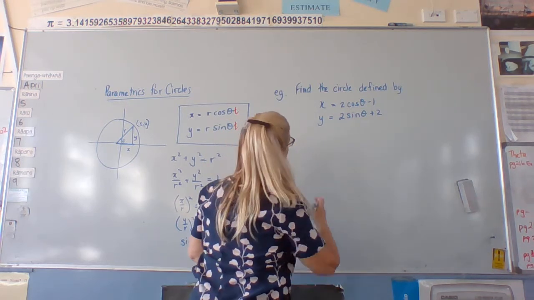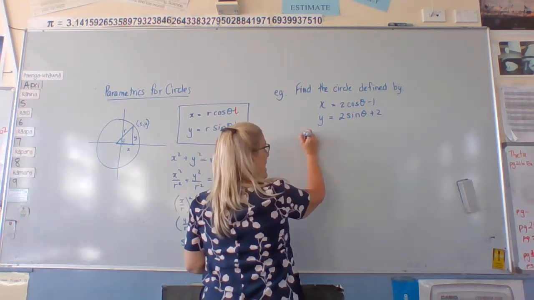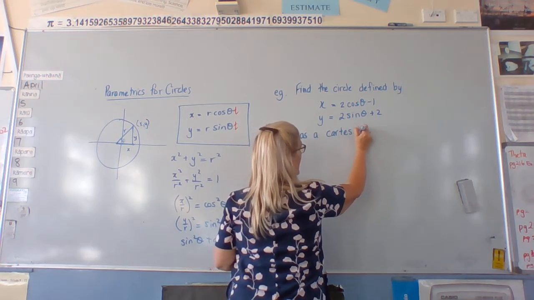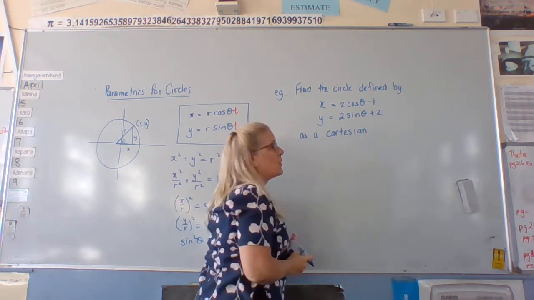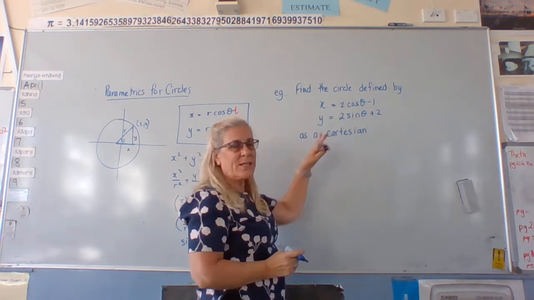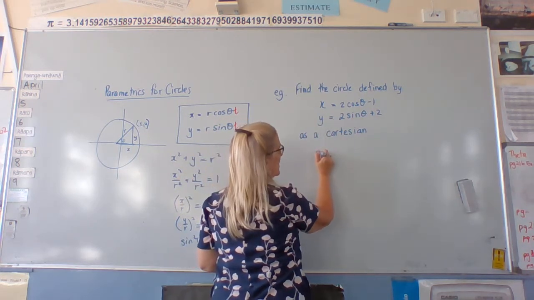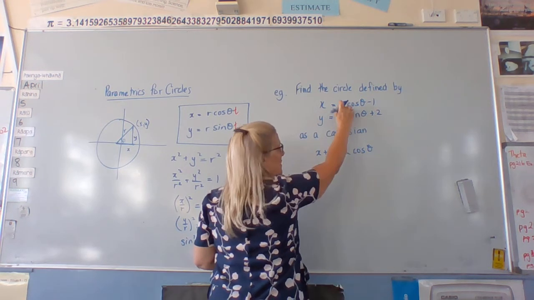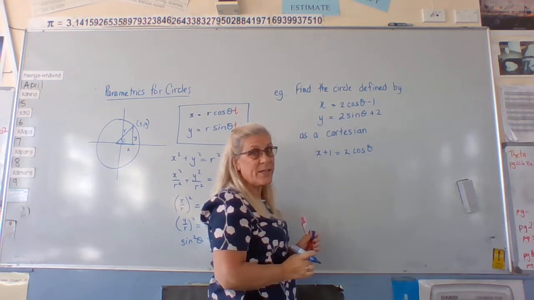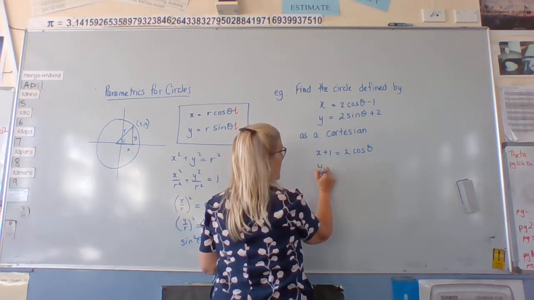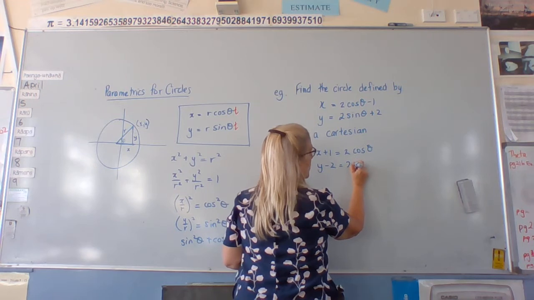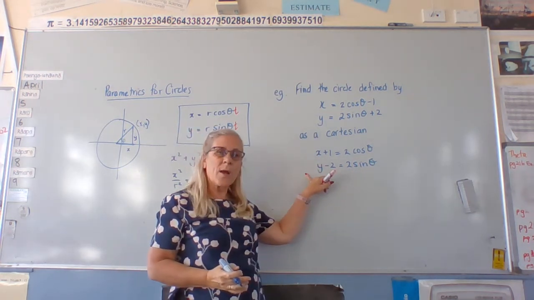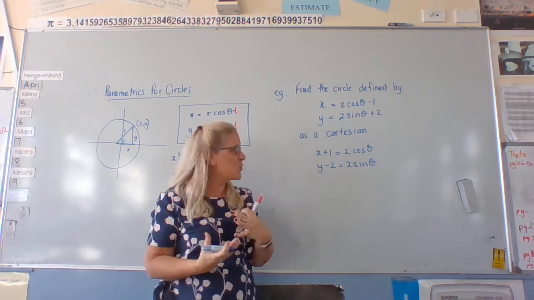We want to find the circle as a Cartesian, x and y only. So we need to rewrite this. We're going to rewrite each equation. So x plus 1 equals 2 cosine theta, and y minus 2 equals 2 sine theta. These numbers will always be the same because it's the radius, and a circle can't change its radius halfway through. So now we've got our x plus 1 and our y minus 2. It's starting to tell a story.